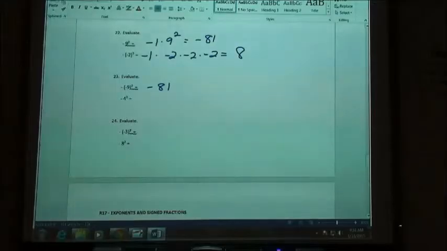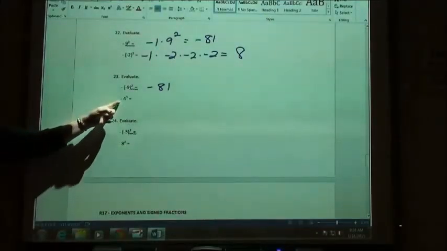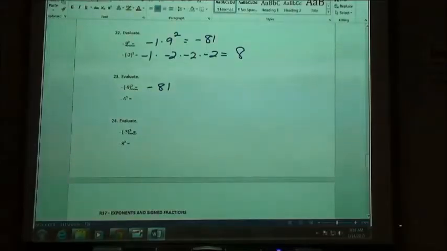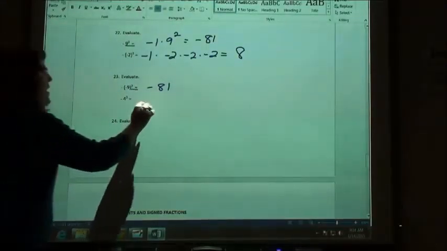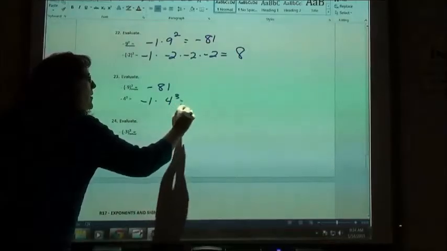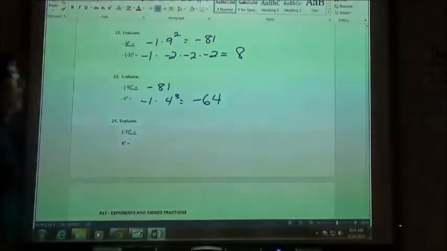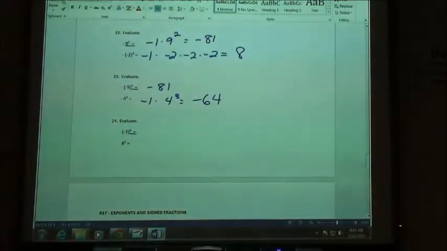So if I have -4 to the 3rd power, I end up with 64. What's my sign? It's going to be negative, right? That negative only counts once. It means -1 times 4 to the 3rd. So it's going to stay negative on that one. So -64.